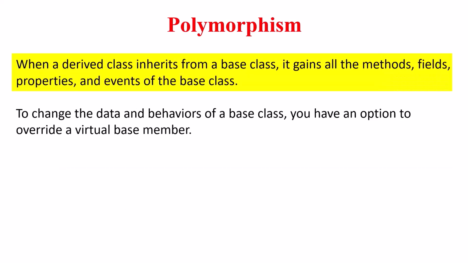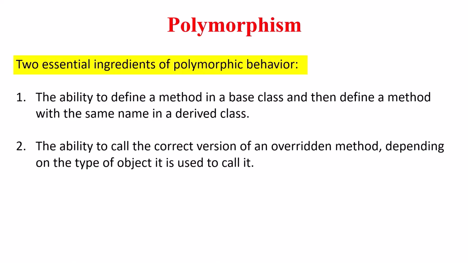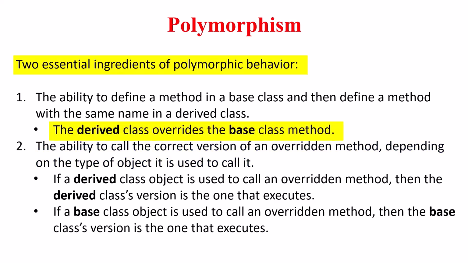When a derived class inherits from a base class, it gains all the methods, fields, properties, and events of the base class. To change the data and behaviors of the base class, you have an option to override a virtual base member. Override and virtual are keywords we're going to be learning about here. Two essential ingredients of polymorphic behavior: the ability to define a method in a base class and then define a method with the same name in a derived class. Also, the ability to call the correct version of an overridden method depending upon the type of object it is used to call it.